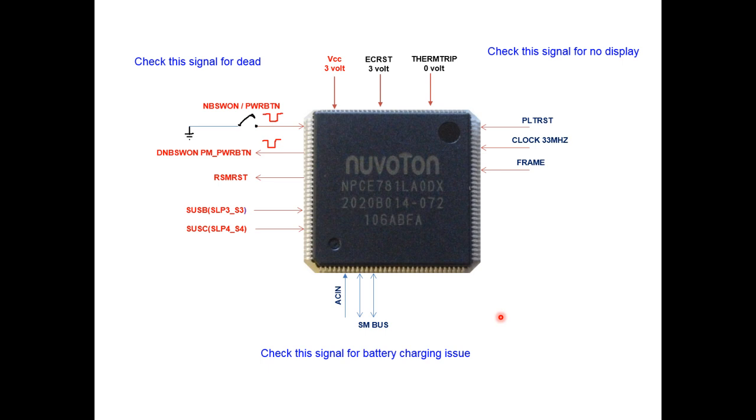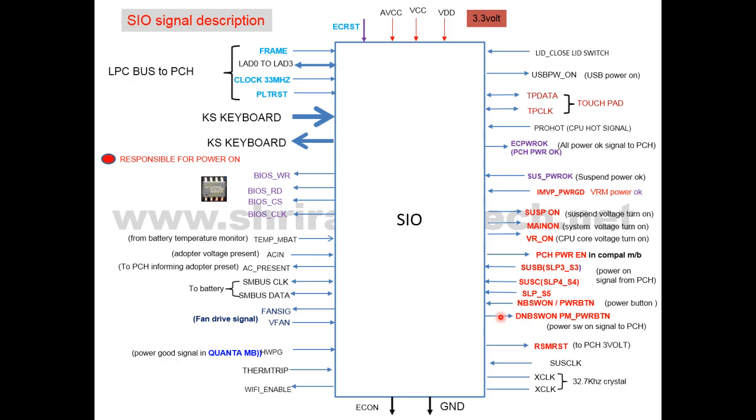So these are the important pins when the laptop is dead or powers on. Now we are going to learn all the important pins on the SIO. So this is a SIO and these are the pins. We will start from this. These are the supply, called AVCC, VCC, VDD. A 3 volt is supposed to be coming on the VCC pin.